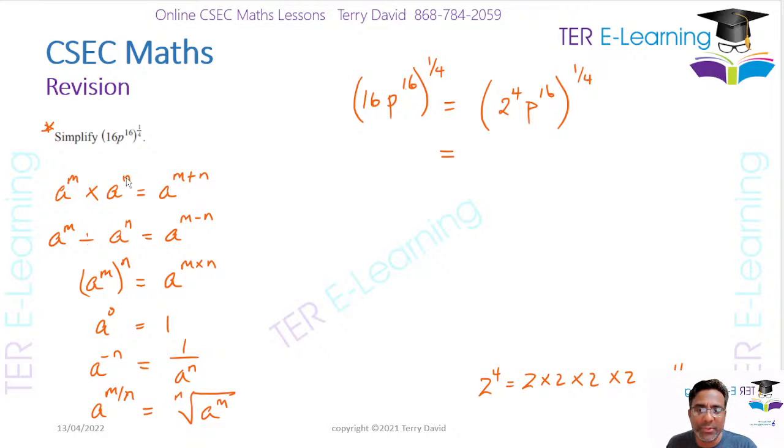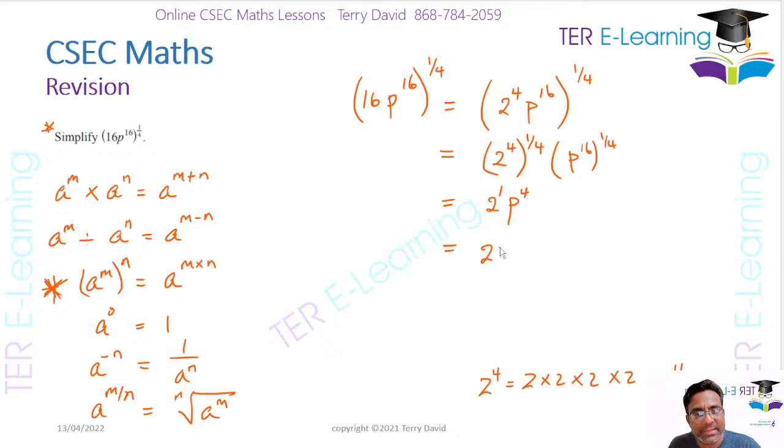The rule that I'm going to use here is this rule here. So 2 to the power 4, I'm going to raise that to the power a quarter, and the p to the 16, I'm also going to raise that to the power a quarter. Now if I apply this rule, if I take 4 and multiply by a quarter, I'm going to get 1. So I'm going to get 2 to the power 1. And if I have 16 multiplied by a quarter, I'm going to get p to the power 4. So therefore my answer is simply 2p to the power 4.